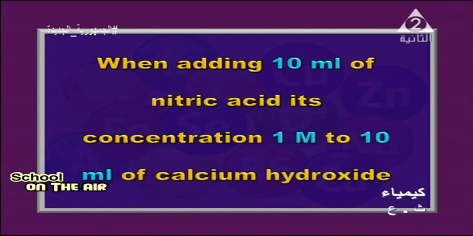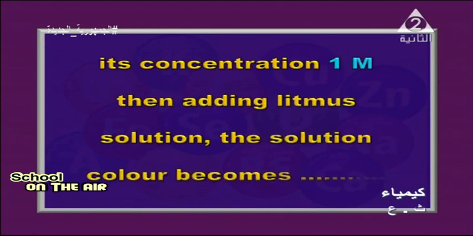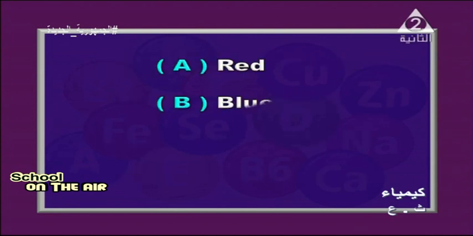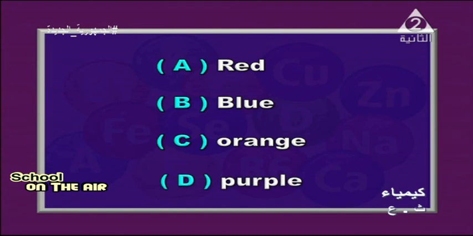Next question. When adding 10 milliliters of nitric acid, whose concentration is 1 molar, to 10 milliliters of calcium hydroxide, whose concentration is 1 molar, and then adding litmus solution, the color becomes red, blue, orange, or purple? We find that the right answer here is blue. Why? Because it is a basic solution. In spite of equal numbers of moles, calcium hydroxide ionizes to give 2 hydroxide ions, which is twice the number of hydrogen ions produced from the acid. So it is a basic solution.